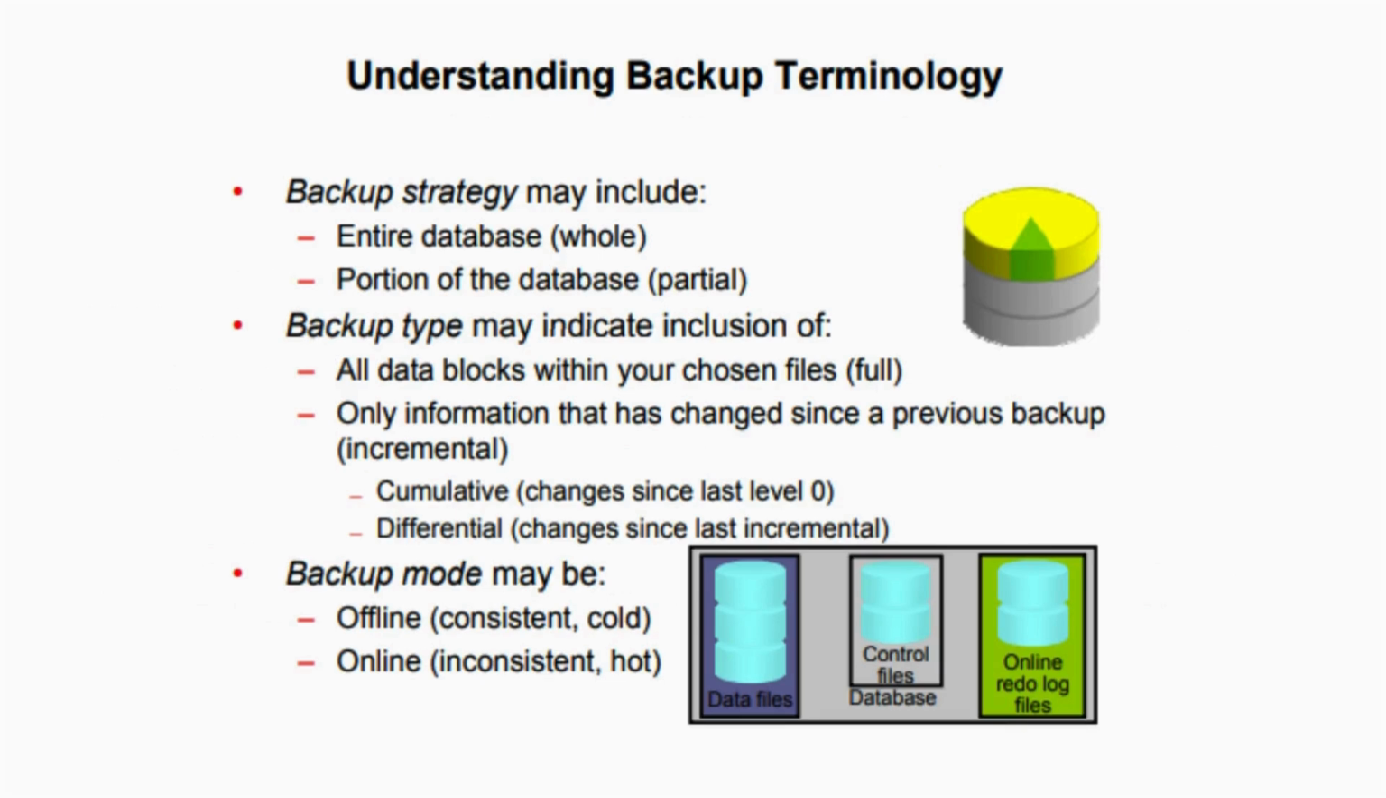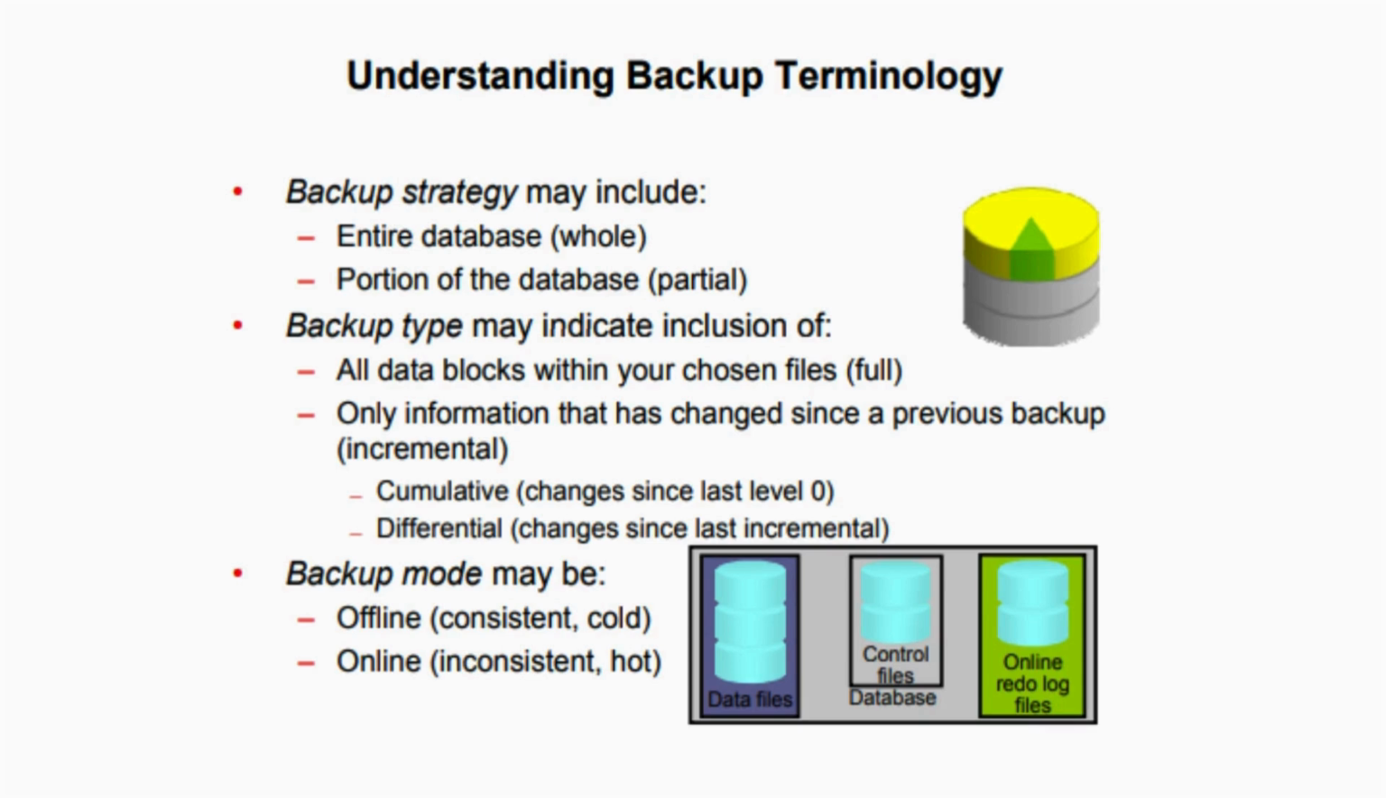Whole database backup. Includes all data files and at least one control file. Remember that all control files in a database are identical. Partial database backup. May include 0 or more tablespaces and 0 or more data files. May or may not include a control file. Full backup. Makes a copy of each data block that contains data and that is within the files being backed up. Incremental backup. Makes a copy of all data blocks that have changed since a previous backup.